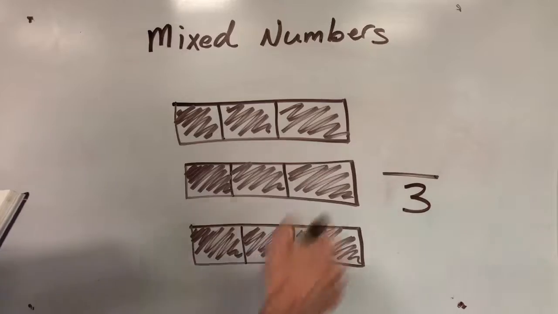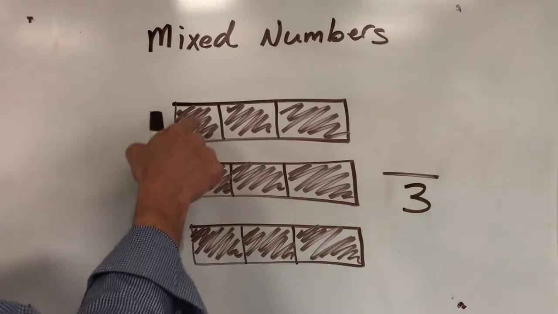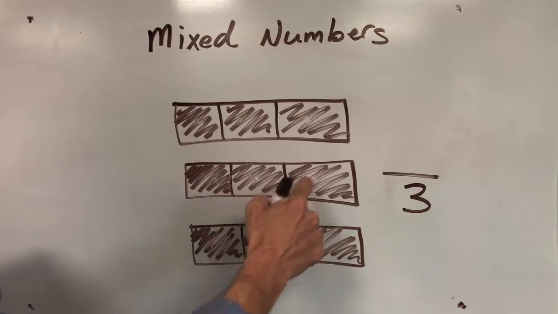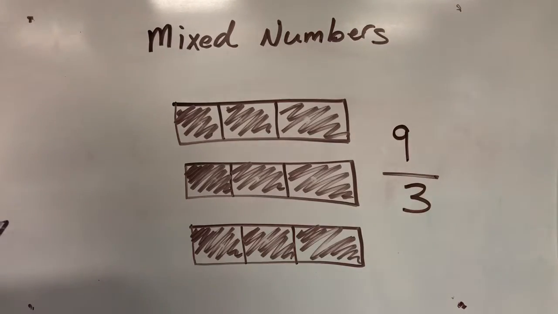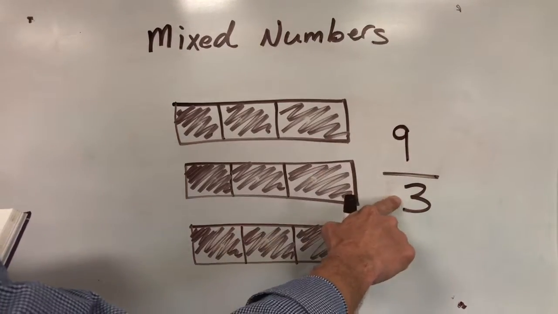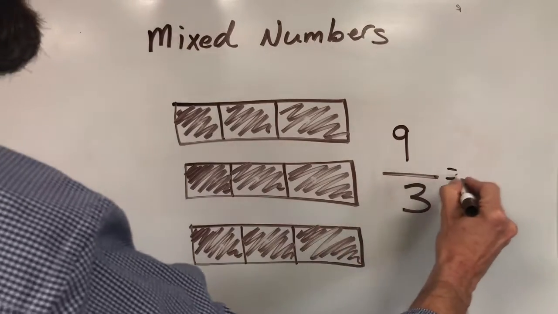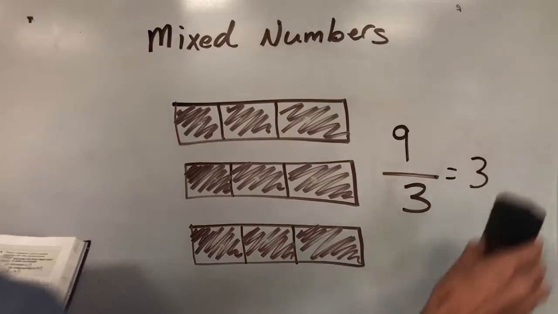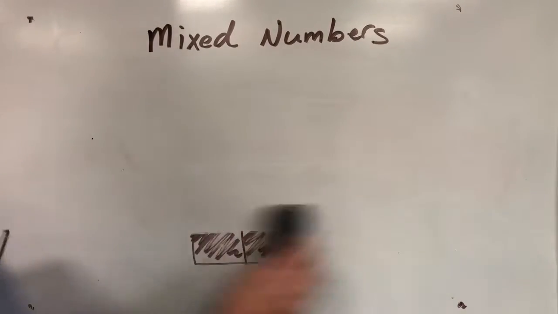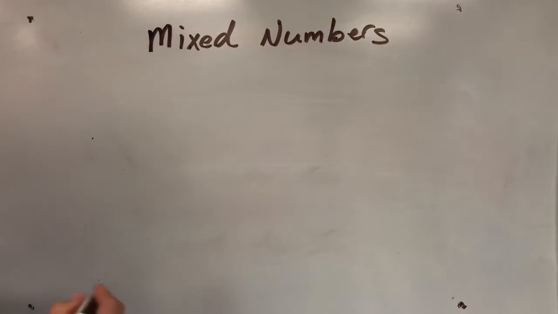Now the top number tells us how many parts are shaded. 1, 2, 3, 4, 5, 6, 7, 8, 9. 9 would go on top. We work this as a division problem. 9 divided by 3 equals 3. We can do another one.